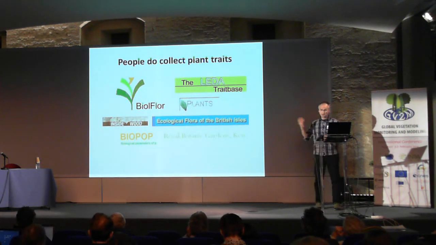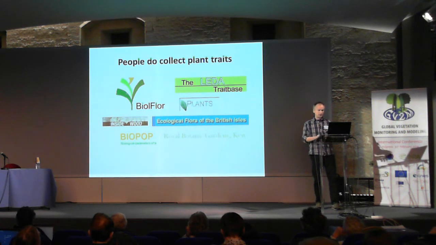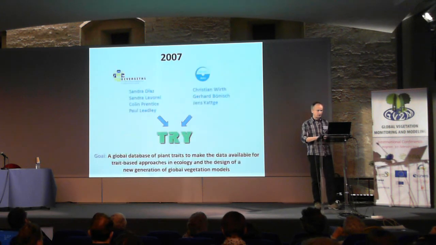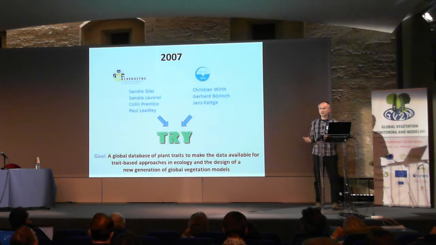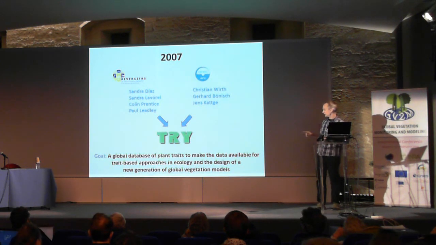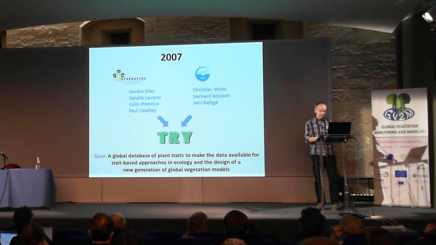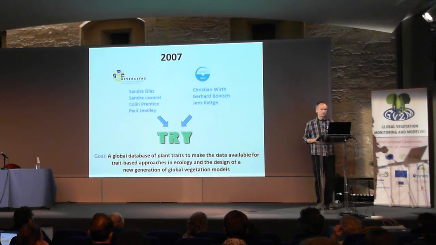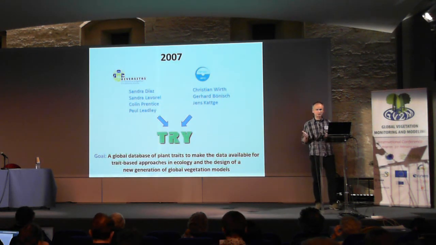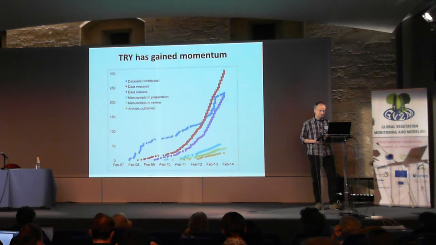People have collected plant traits for quite a long time, and they have collected them in different databases, but so far there has been no global database. That's why in 2007 we started the TRY initiative, and our goal was to develop a global database of plant traits, to make the data available for trait-based approaches in ecology and the design of a new generation of global vegetation models. It was quite ambitious, but we also called it TRY, and TRY is not an acronym. It just means we know it's nuts, but we try anyway.